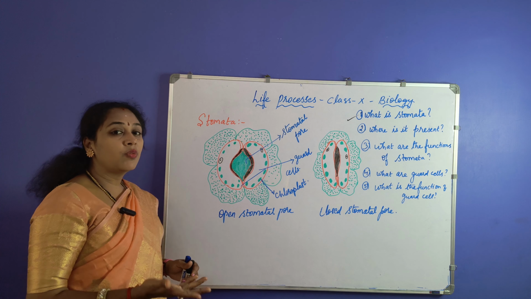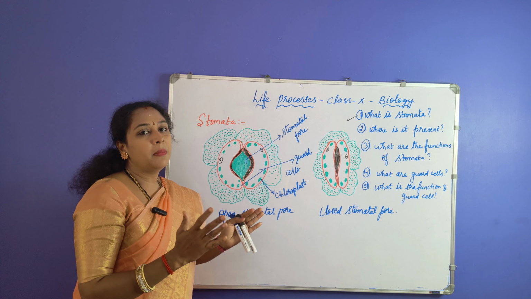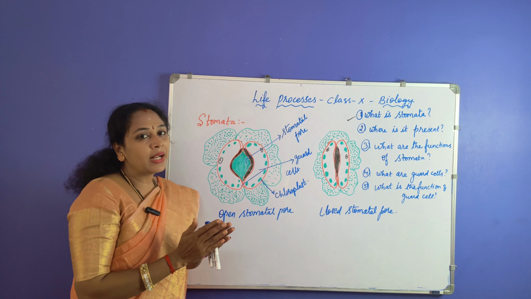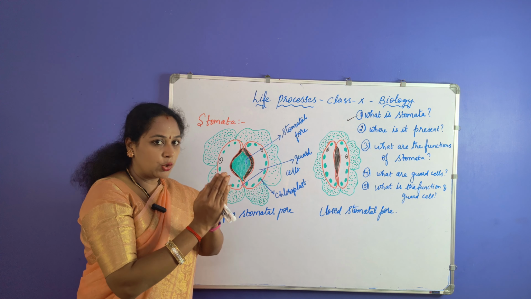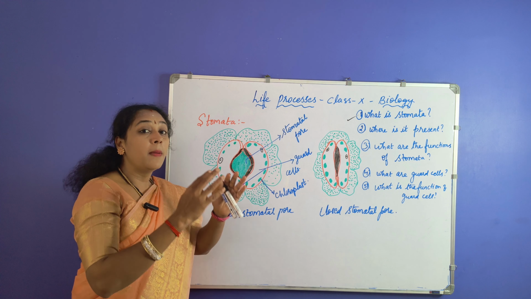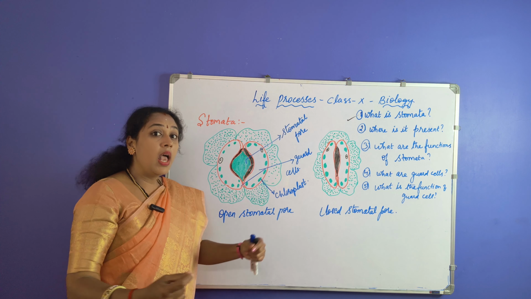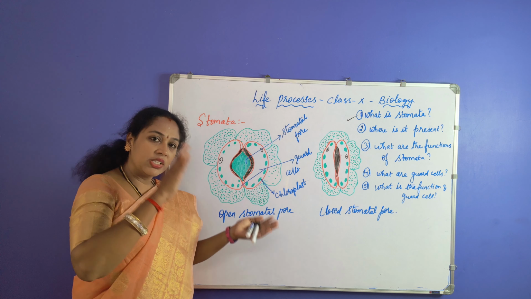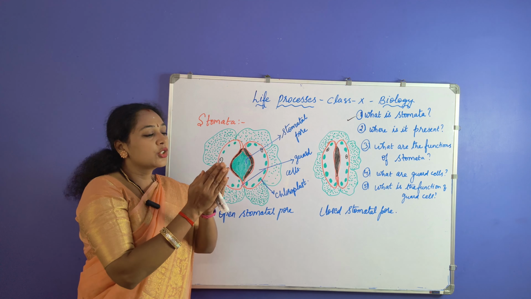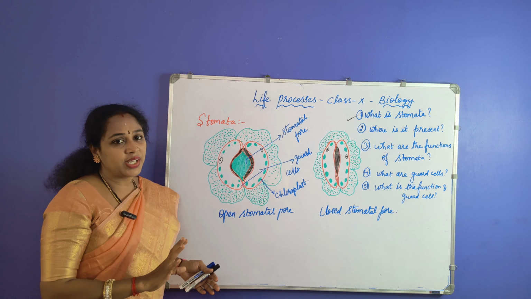At the same time, when there is no water, these guard cells will shrink, and as a result the stomatal pore will close. So when there is excess water, the stomatal pore will open because the guard cells will take in the water. Because of taking in water, they will swell. As they swell, the pore will open. When there is no water, the guard cells will shrink and automatically the stomatal pore will close. So this opening is triggered by the light, and thereby the exchange takes place.